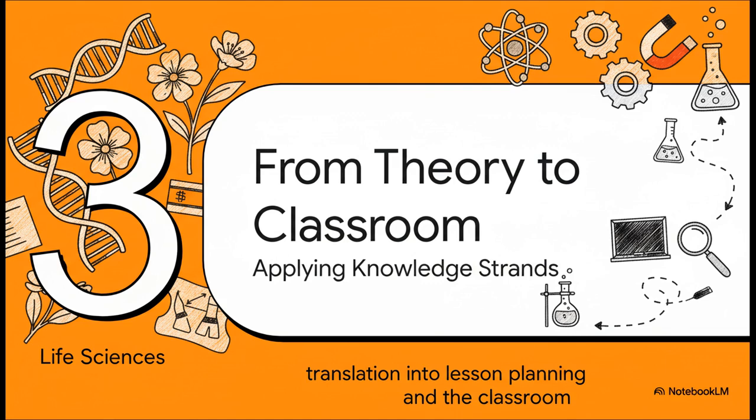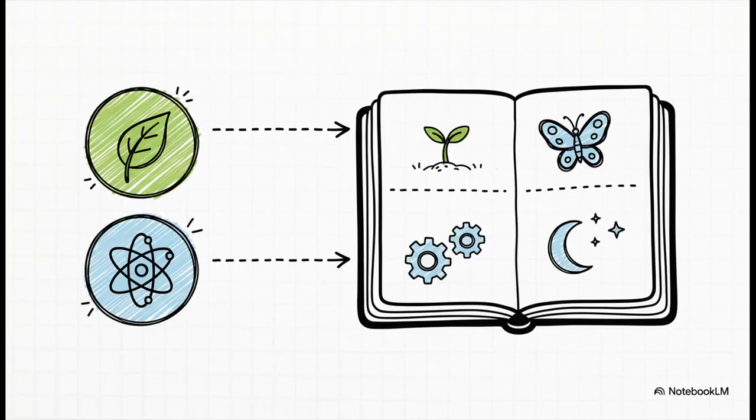Okay, so we've got our 2 strands, life and physical sciences. That's all great in theory, right? But how does this actually translate into what you do in the classroom day to day? And this is the best part. These knowledge strands are not just some abstract ideas. They are a direct map for the topics you actually find in the curriculum documents.